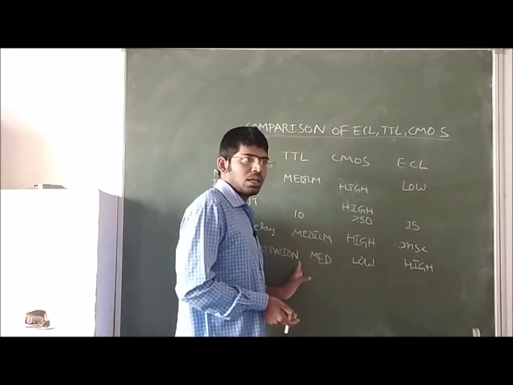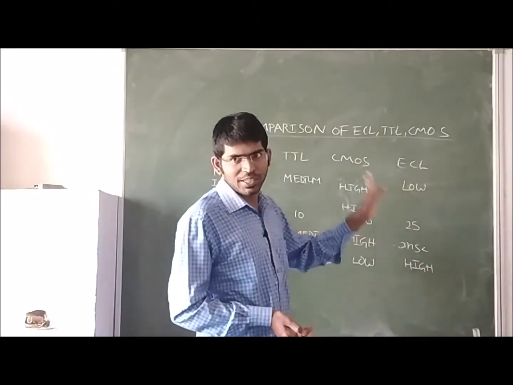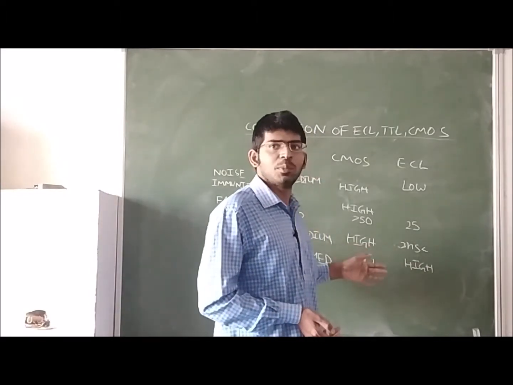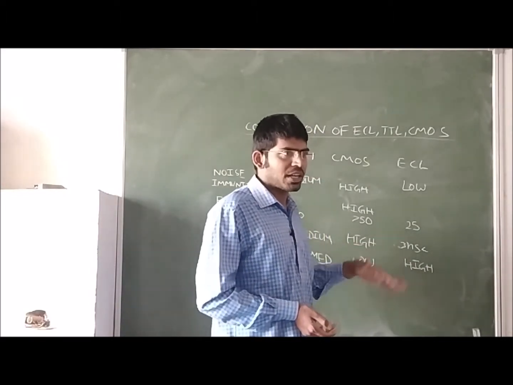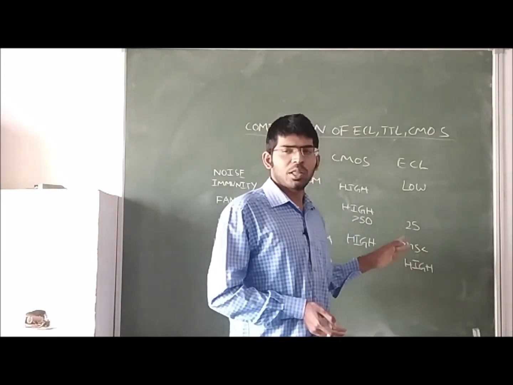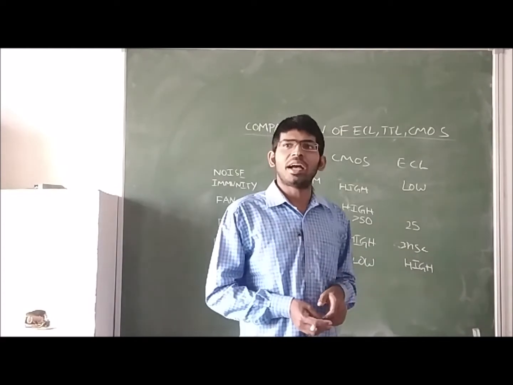Power dissipation. The highest power dissipation is by ECL and the lowest power dissipation is by CMOS. The power consumption by the CMOS is very low, whereas the power consumption by ECL is very high.